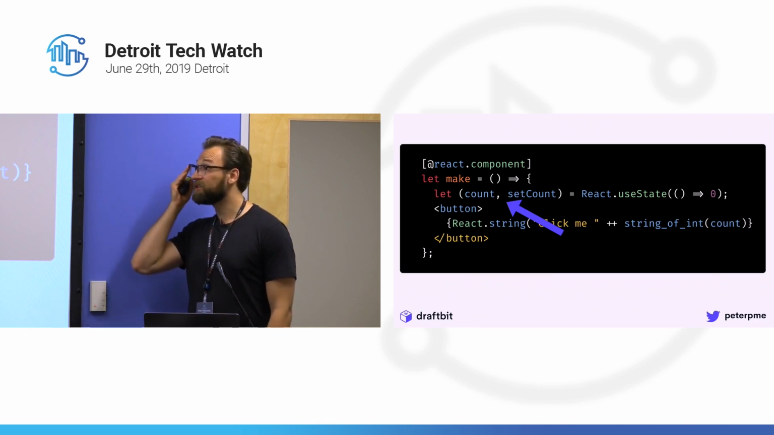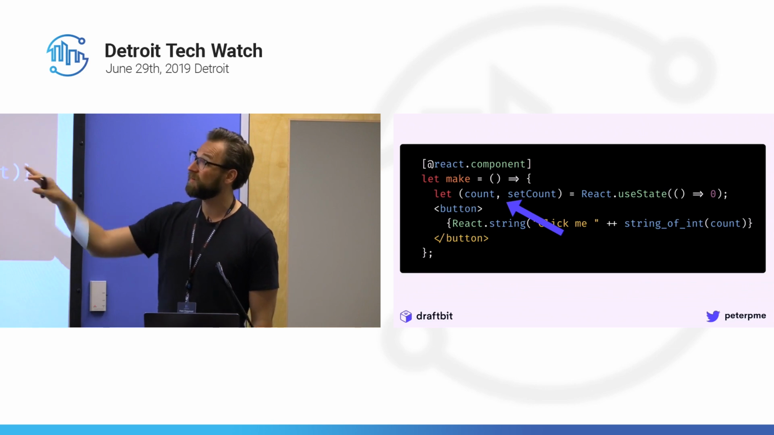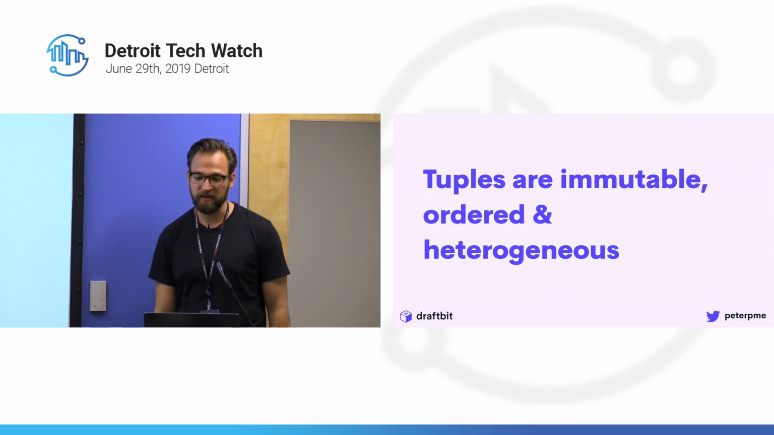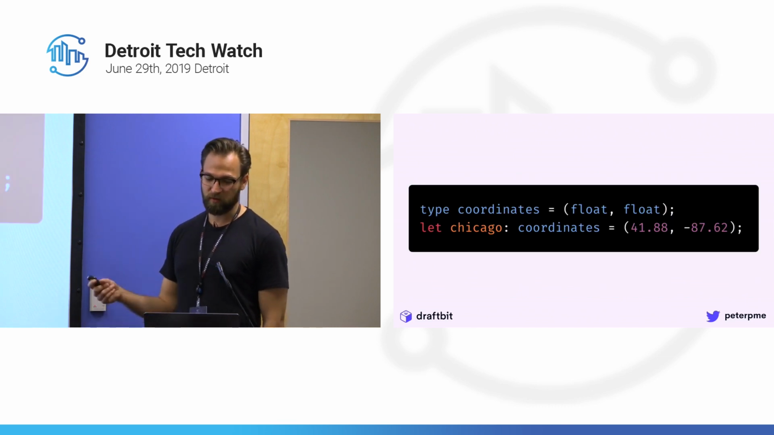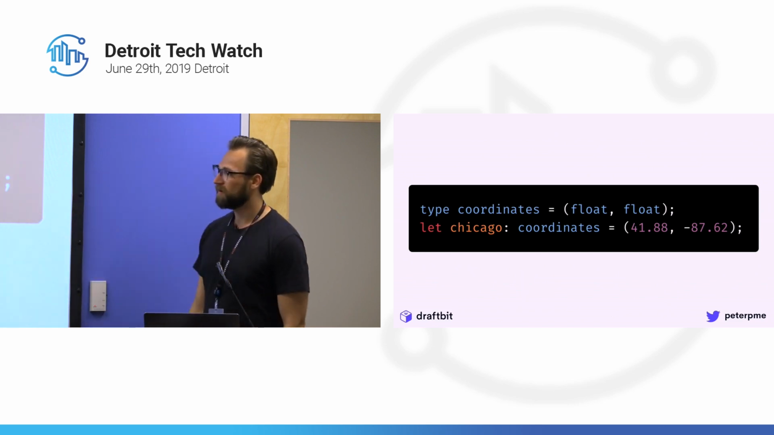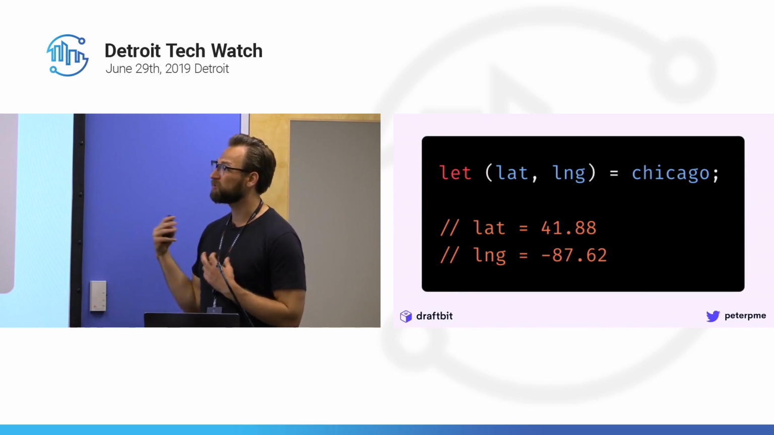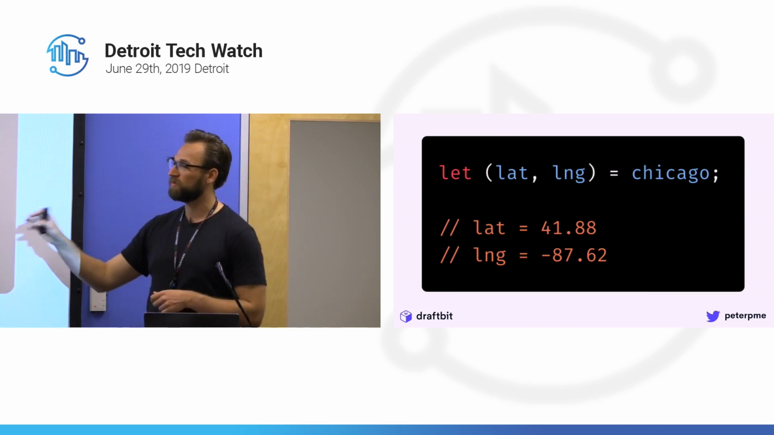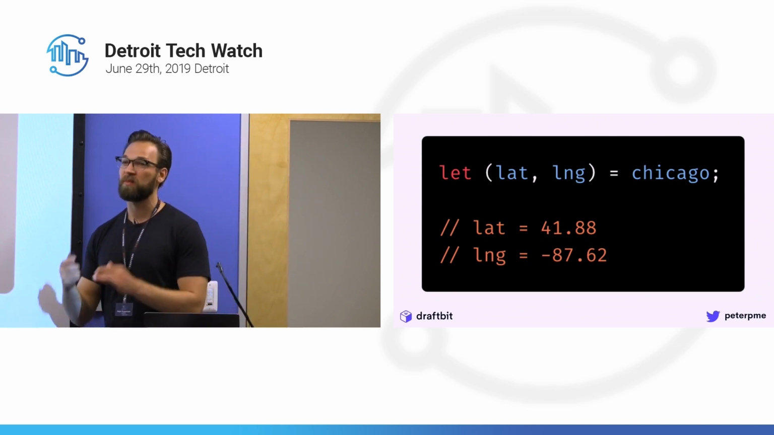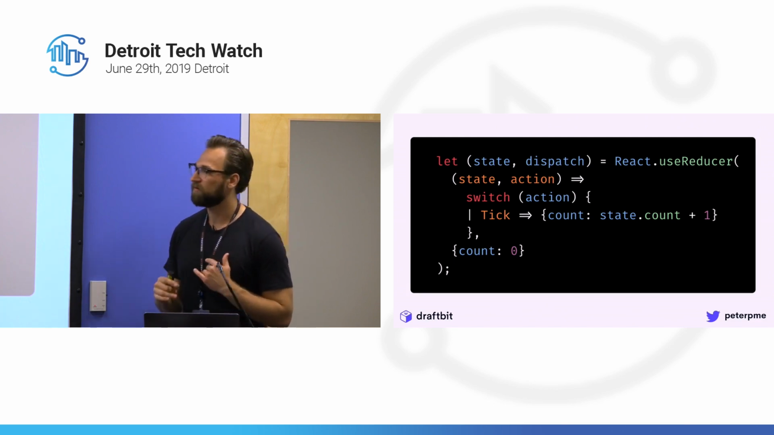In JavaScript, this is an array, but in Reason, it's called a tuple. That's a specific data structure, and they're immutable, ordered, and heterogeneous. What that means is you can do stuff like this. You've got type coordinates, and you can say Chicago's coordinates are whatever these arbitrary numbers are. Then you can destructure those values too, so you can pull out the latitude and longitude from Chicago really nicely. That's optimized a certain way, and the compiler understands how those things work. So it just makes life a little more friendly.